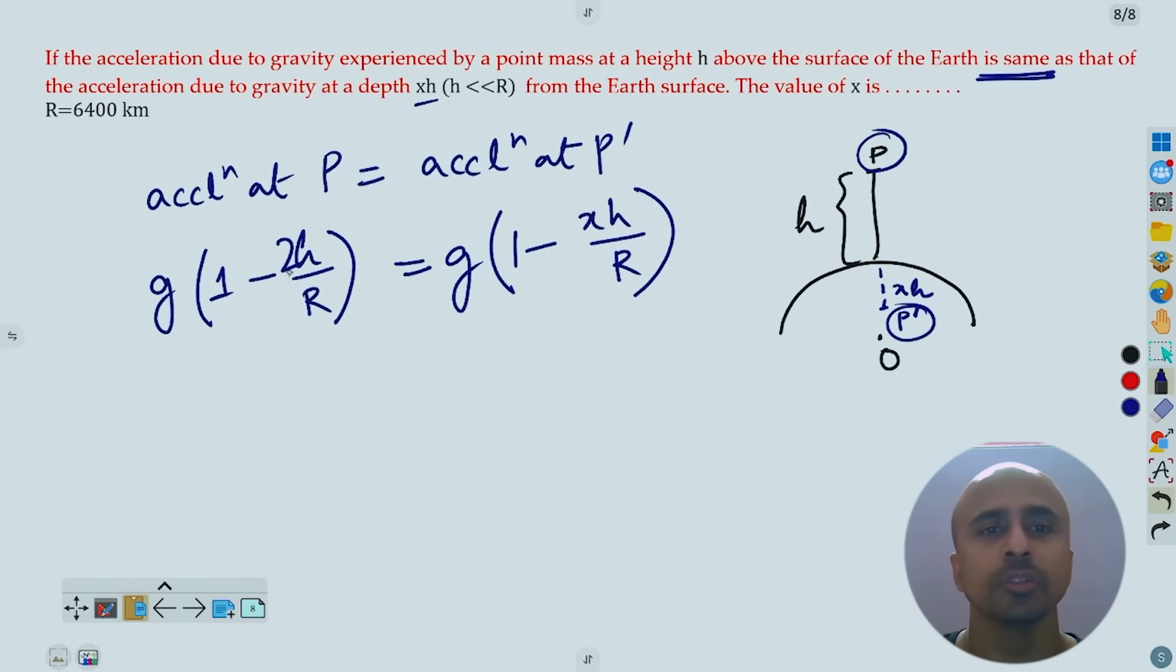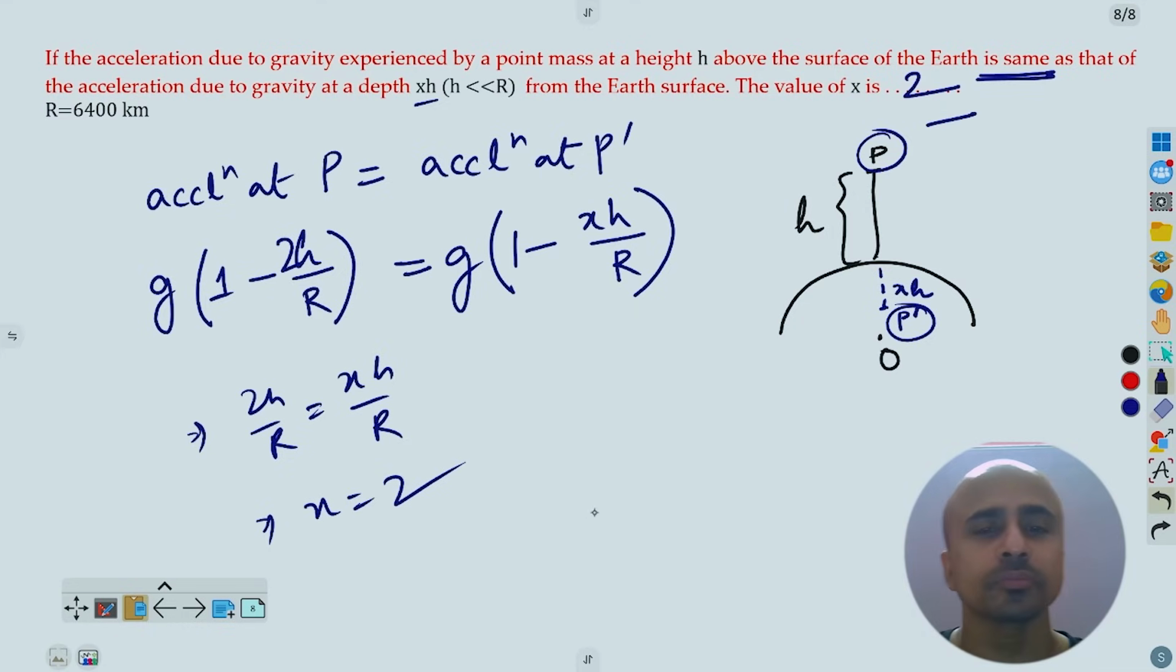The formula is, when the height is h above the earth's surface, the gravitational acceleration is 1 minus 2h by r. So if we now simplify this, we obtain 2h by r equal xh by r, and this gives x equal to 2. So the value of x is 2. Yes, I just simply applied the formula here.